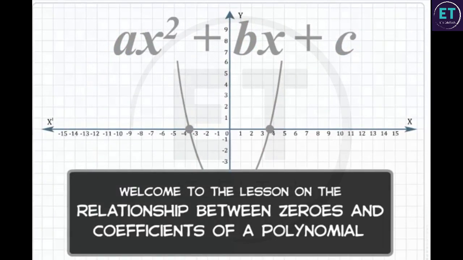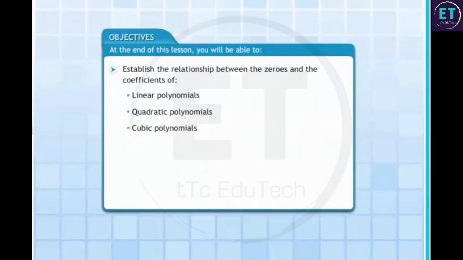Welcome to the lesson on the relationship between zeros and coefficients of a polynomial. At the end of this lesson, you will be able to establish the relationship between the zeros and the coefficients of linear polynomials, quadratic polynomials, and cubic polynomials.